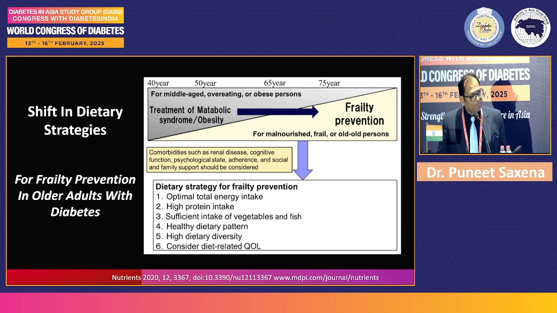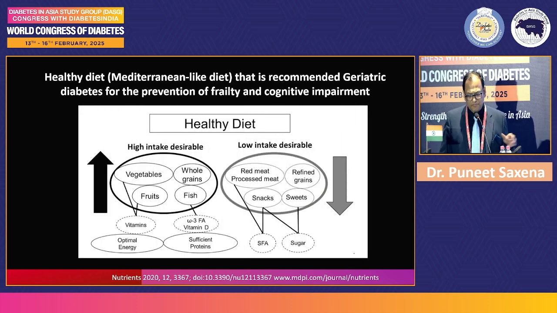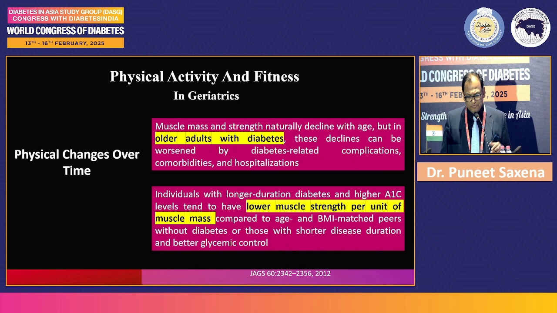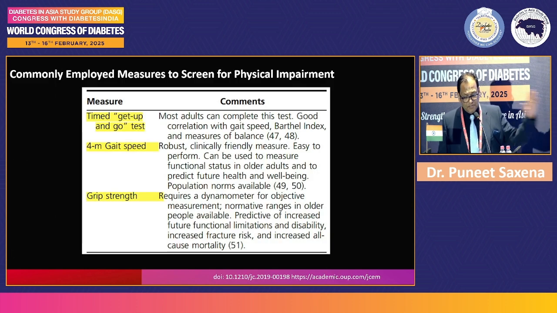Because if you deprive somebody who is 85 years of age of eating whatever he wants to, then probably he will not eat and will suffer from undernutrition. So a healthy diet, the Mediterranean diet, is healthy for everybody, for the younger generation also. Physical activity and fitness in geriatrics is important, and these are the various tests.